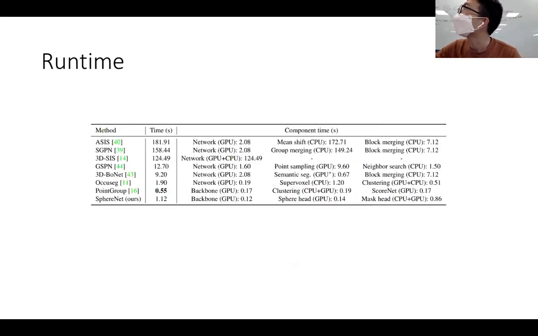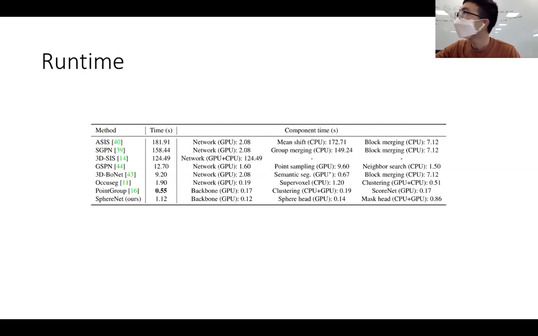We evaluate the runtime of existing methods, and here is our method. We are very competitive with the fastest one, this one, and we analyze each component. This one is the backbone network. This one is other processes. In our method, we have the backbone network, the sphere branch, and the mask branch.